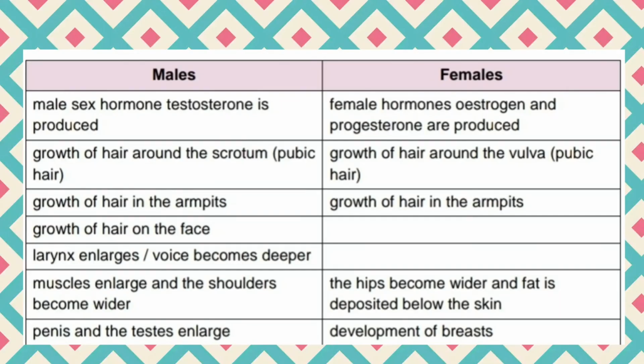Within males, these characteristics include the production of testosterone, the growth of hair around the scrotum, the armpits, and the face, the deepening of the voice, the enlargement of muscles, and the widening of the shoulders, as well as the enlargement of the testes and the penis.